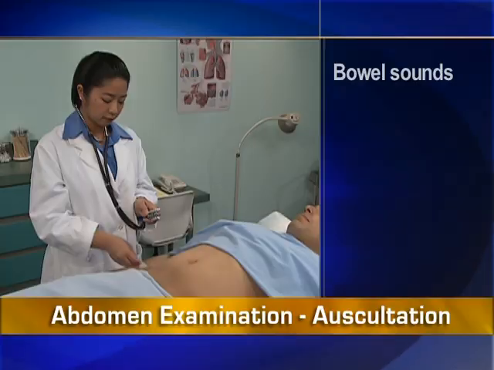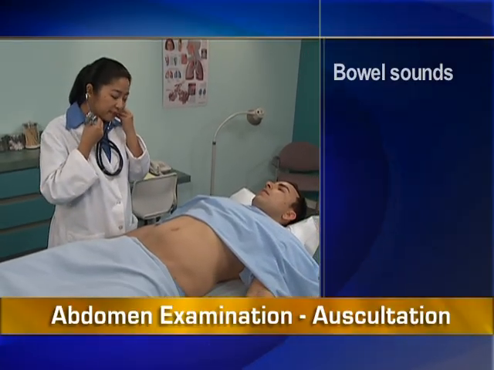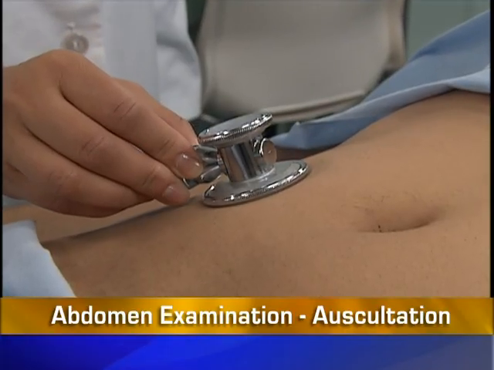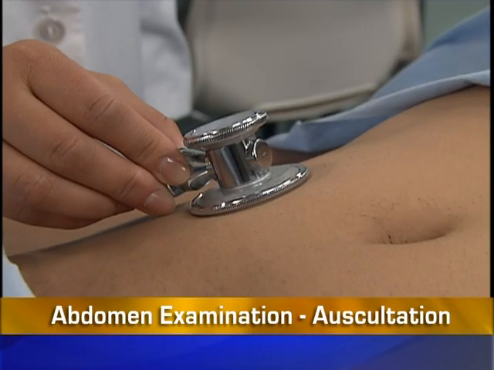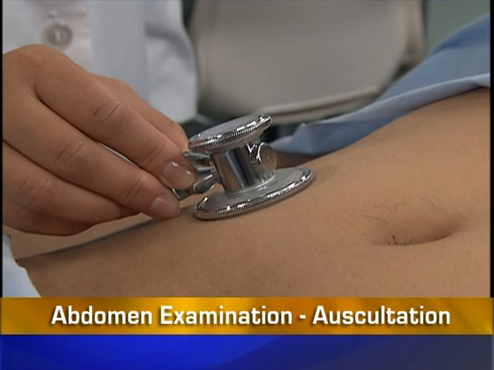To auscultate the abdomen, begin with bowel sounds. I'm going to listen to your stomach now. After warming the diaphragm of the stethoscope, hold it lightly against the skin. Start in the right lower quadrant over the ileocecal valve, because bowel sounds should always be present here.